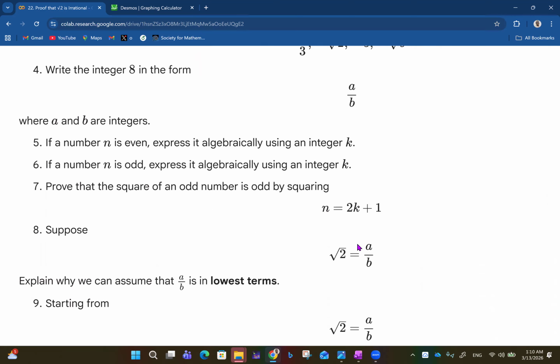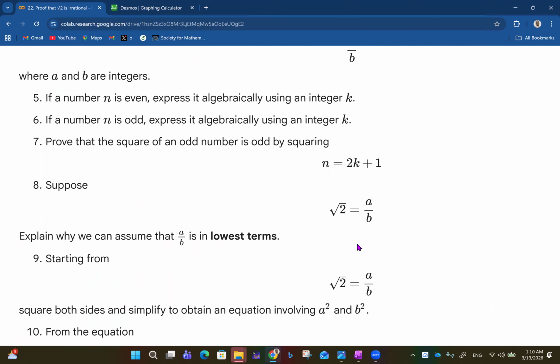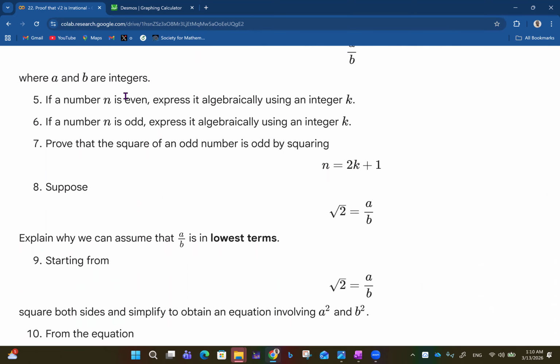So if n, that's question 5 now, if n is even, express it algebraically using an integer k. So if n is even, that means n is equal to 2k, basically. If n is odd, express it algebraically using an integer k. So that means n is equal to 2k plus 1. So prove that the square of an odd number is odd by squaring n equals 2k plus 1.